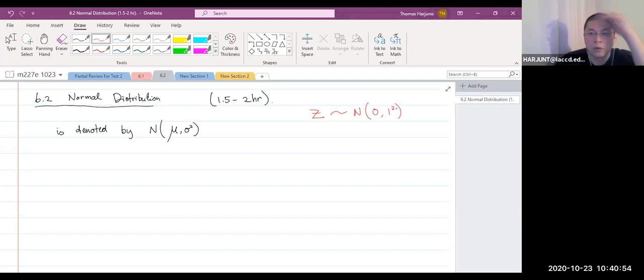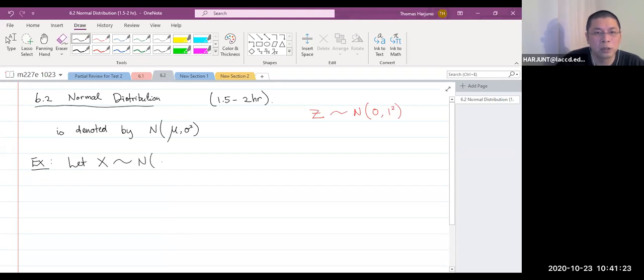Now for the next 1 hour approximately, I will teach you the same story that I did in 6.1, but this time, this normal distribution is a lot more applicable. Let's say, for example, let X be normally distributed with mean 100 and standard deviation 15. So for the variance position, I will write 15 squared.